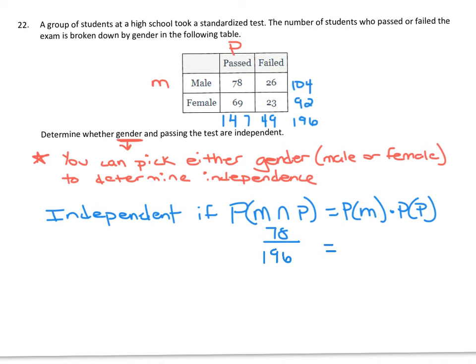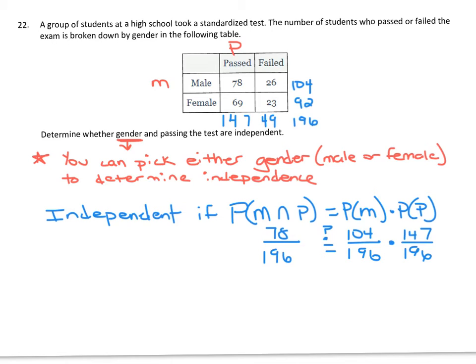Okay, now above this equal sign, I'm going to put a question mark because we don't know if this is equal or not. Now the probability of male, let's see, males, there was a total of 104 males out of the 196 people that were surveyed. So 104 over 196, and then times the probability of passing. So altogether, there were 147 students who passed out of the 196 students. So 147 out of 196.